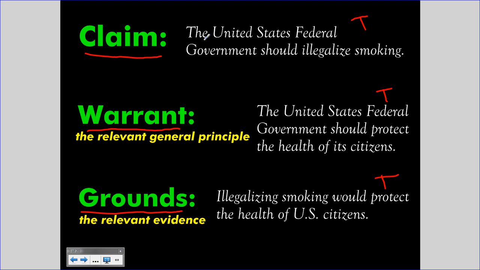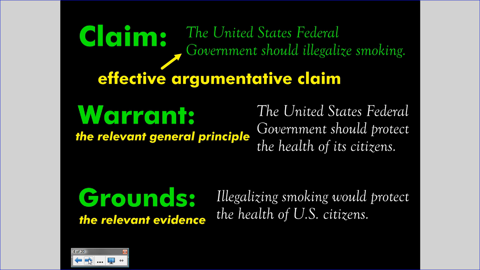So, let's look at the qualities of the model, of each statement, because each statement is constructed very specifically according to a set formula. First of all, you have an effective argumentative claim. And don't forget that we've talked about those before. They have 5 qualities. Effective argumentative claims are opinion-based, they are controversial, clear, arguable, and affirmative. So we have a clear argumentative claim saying that the United States federal government should illegalize smoking.